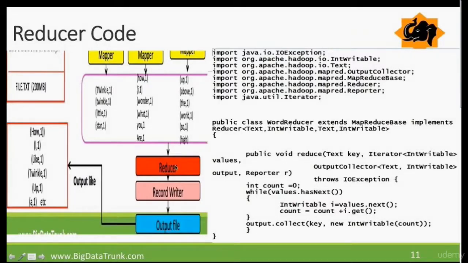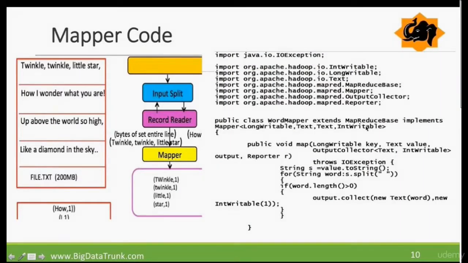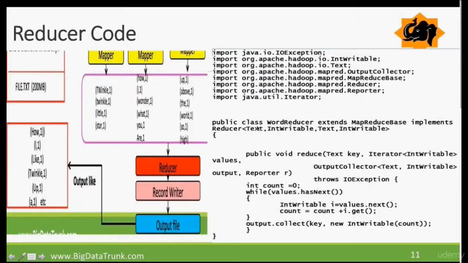So what is the reducer's input? Whatever output the mapper gave is the input for the reducer. So if we go back to the previous one, whatever was written in the last 2 in the mapper situation, it was text and int writable. The same has been brought in over here because that becomes the input for the reducer. So that's the reducer's input.